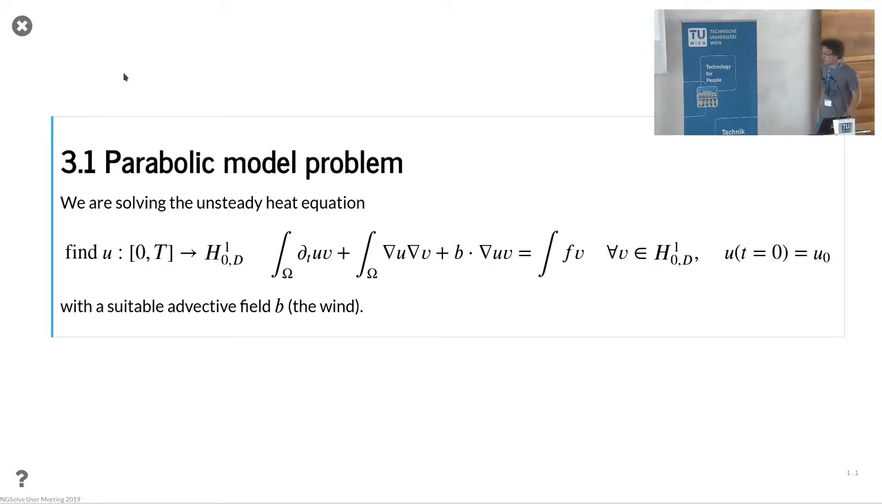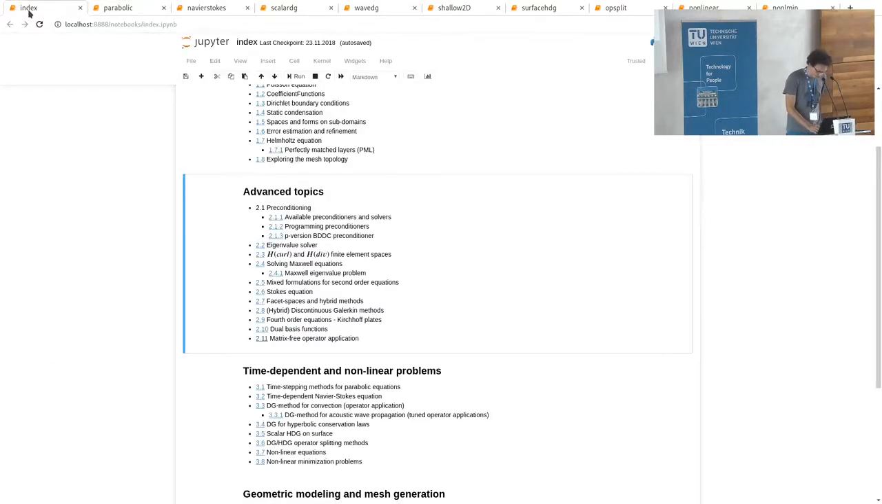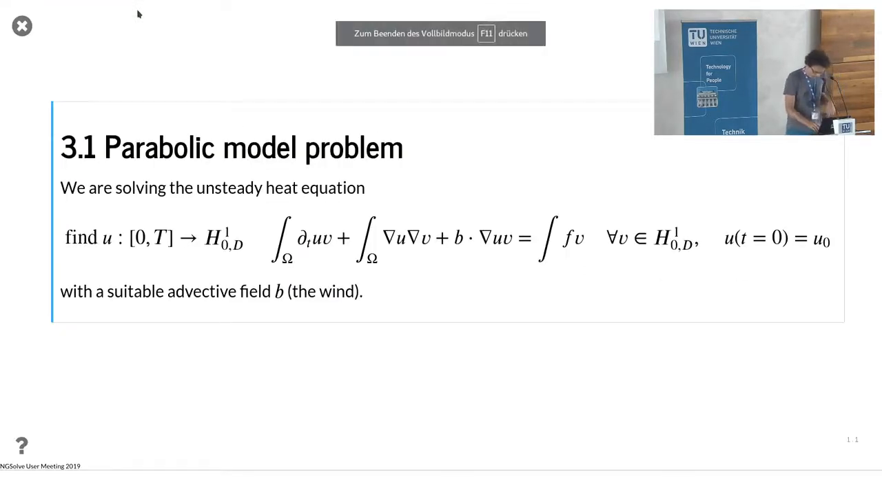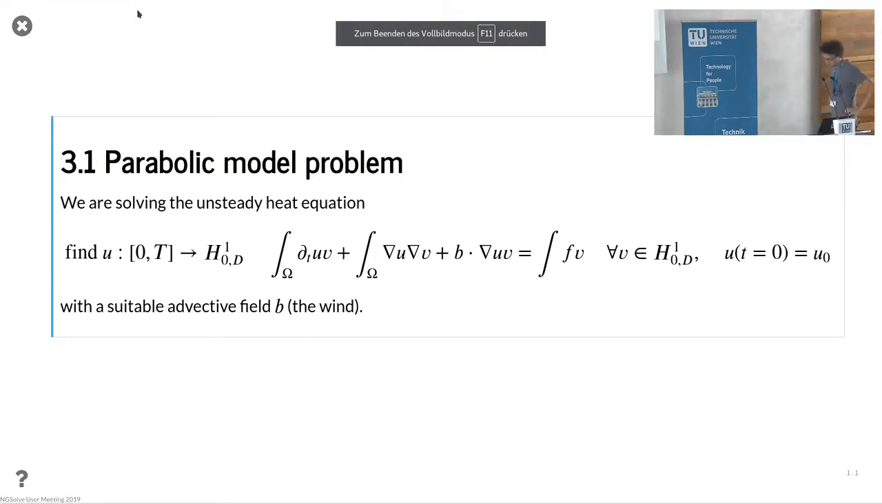So now the first part should be about time-dependent problems. We have a few lectures on time-dependent problems, time-dependent scalar problems, Navier-Stokes, wave equation, and then going towards nonlinear problems at the end of this section. Okay, let me start with a very simple problem, a parabolic model problem.